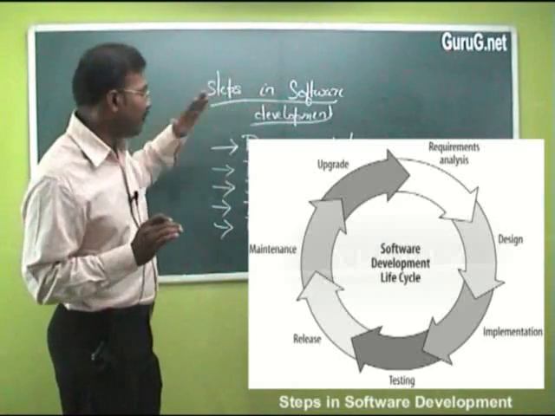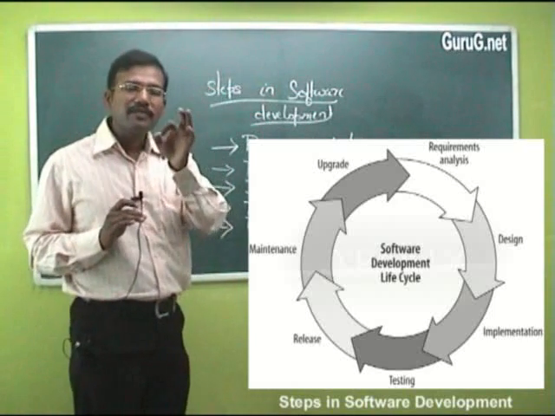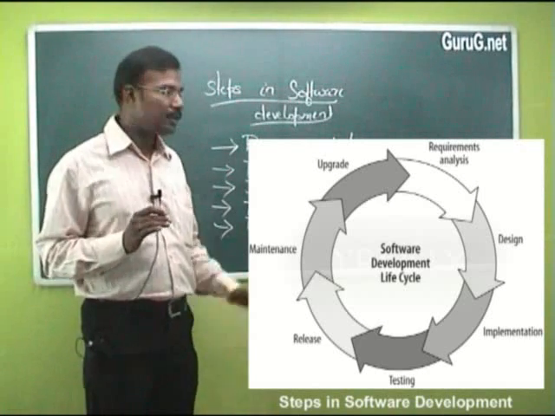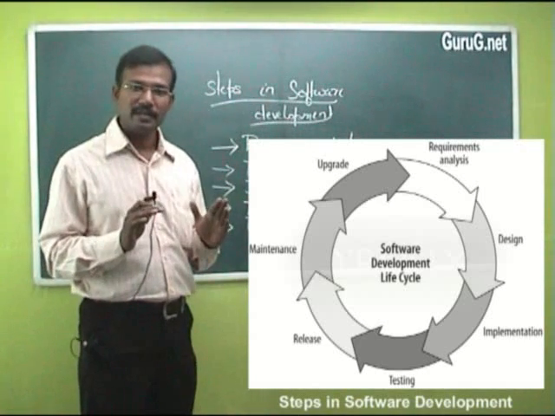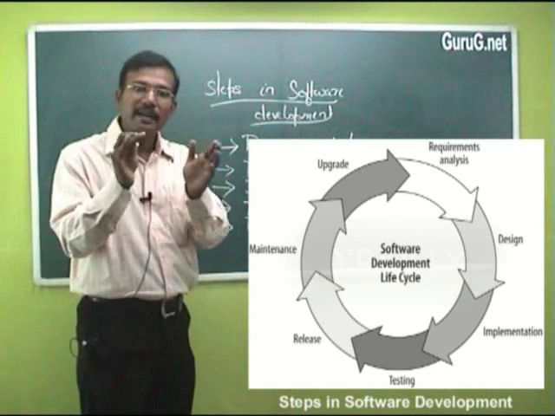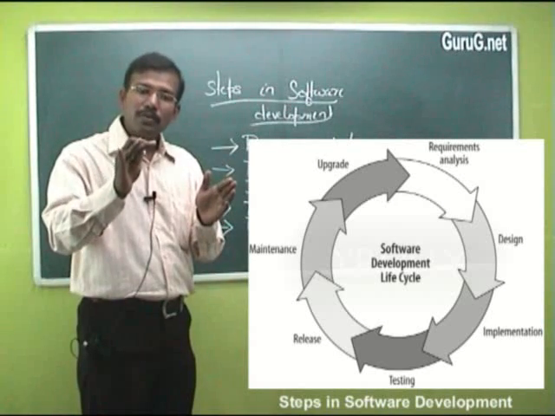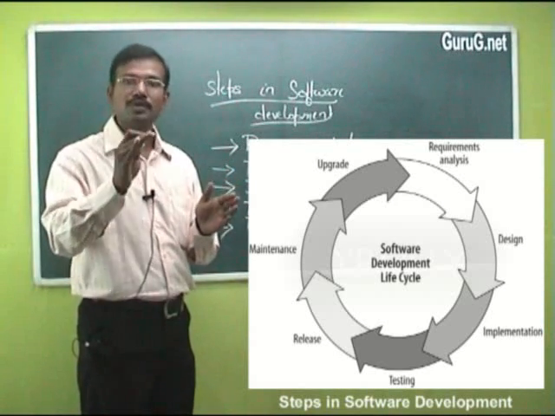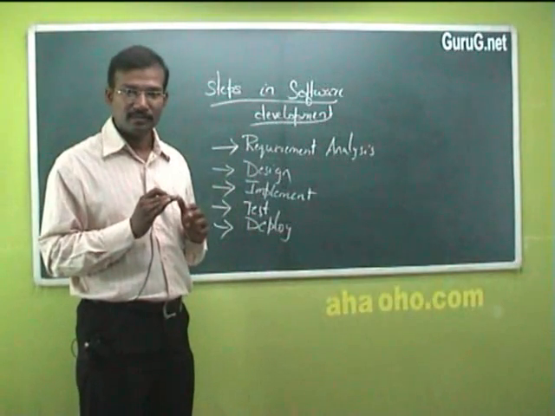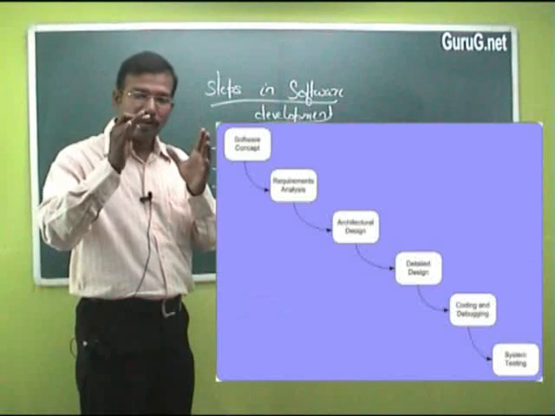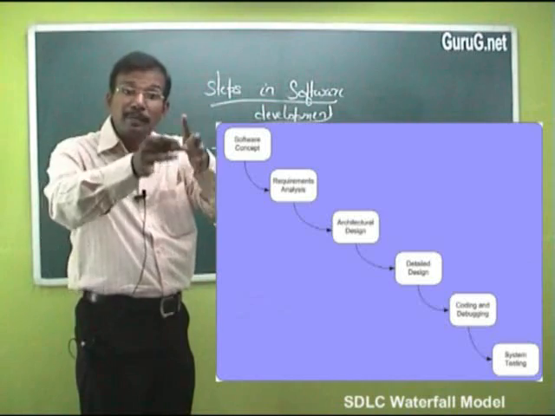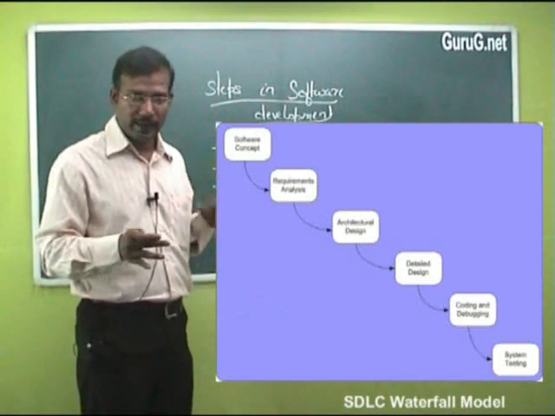Steps in software development. The first and very vital thing is requirement analysis. What is this requirement analysis? In this phase, we will go and sit with the client. The client here means the person who is going to use your software. You are developing a particular software for someone, and that particular person or that particular group is called the client.